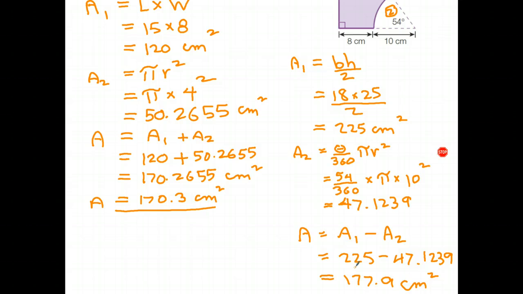Okay, we have one more video on this review, which is looking at some slightly more complicated compound shapes, and we'll do that in the next video.